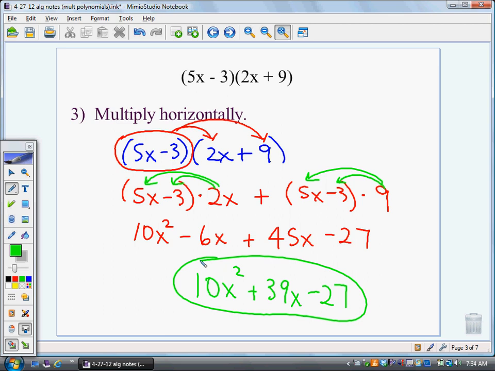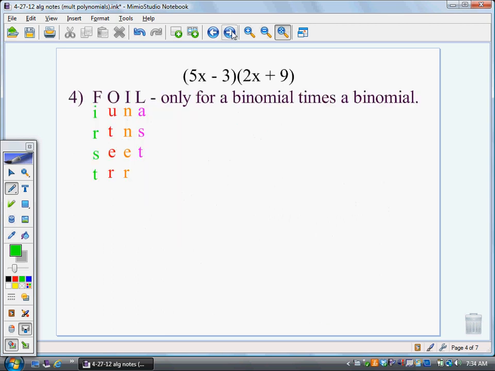And now this next method, the last method I'm going to do, is what's called FOIL. And FOIL is an acronym that stands for first, outer, inner, last. And it is only okay for a binomial times a binomial. If you have trinomials or anything else, you would have to do something different. So we'll write the problem out.